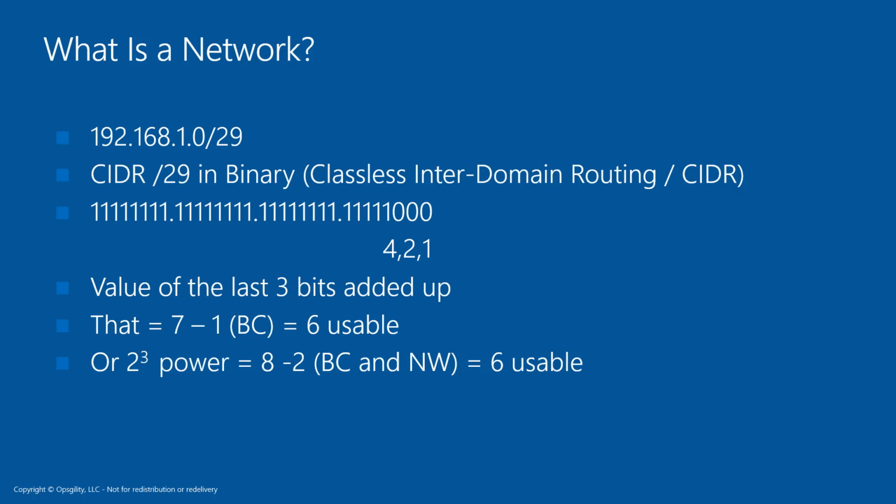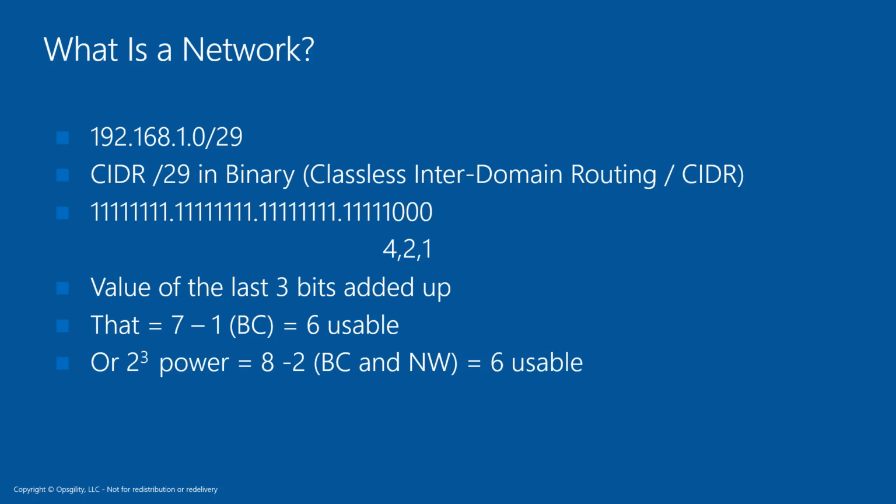So 8 minus 2 equals 6 usable IP addresses. So either way, you don't have to do it one way or the other. You can do it any way you want. However, on the Network Plus test, if you're presented with how many usable IP addresses there are in 2 to whatever power it is, then you'll have to subtract 2. However, if you're shown a grouping of binary numbers, you just subtract 1.